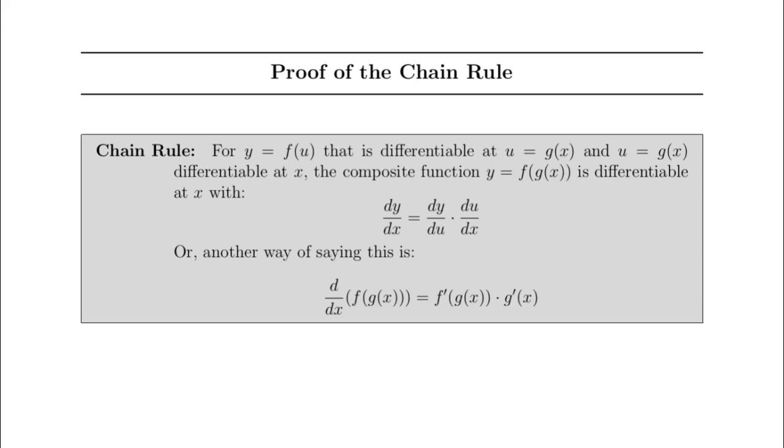Remember, what we're looking at is to differentiate this composed function and see that this is really the product of these rates of change, dy over du times du over dx. In our proof, we're going to be looking at it this way. We're going to be looking at the derivative of f of g of x, and we're going to notice that that's the derivative of f evaluated at g of x times the derivative of g at x. Okay, so here we go.